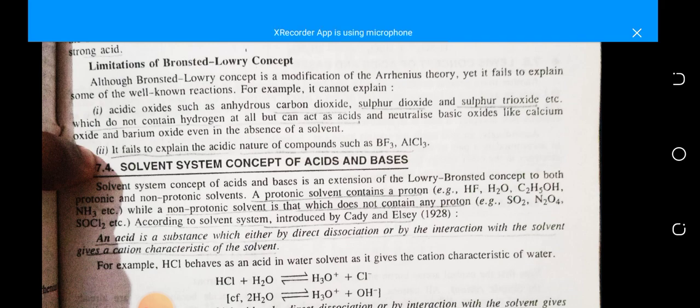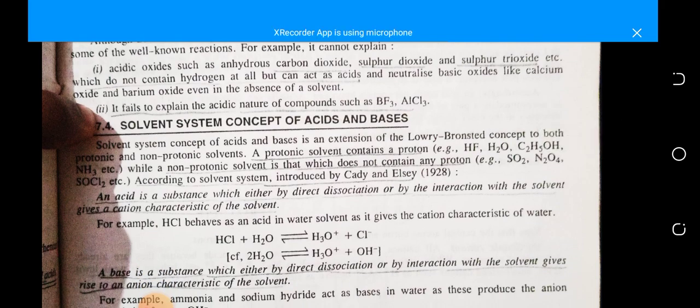Solvent system concept of acid and base. The solvent system concept of acid and base is an extension of the Lowry-Bronsted concept to both protonic and non-protonic solvents. A protonic solvent contains a proton, while a non-protonic solvent is one which does not contain any proton. According to the solvent system introduced by Cady and Elsey in 1928, an acid is a substance which either by direct dissociation or by interaction with the solvent gives a cation characteristic of the solvent.